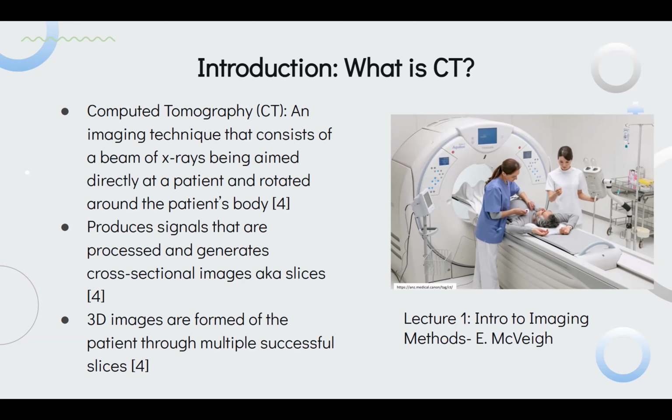So computed tomography is an imaging technique that consists of a beam of X-rays being aimed directly at a patient and being rotated around the patient's body. It produces signals that are processed and generate cross-sectional images, which we call slices. And these 3D images of the patient are formed through multiple successive slices. CT technology provides a comprehensive view of the body's internal structures, which enables accurate diagnosis and effective treatment planning.